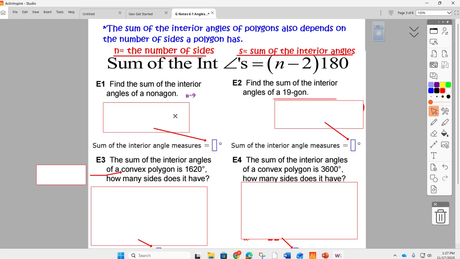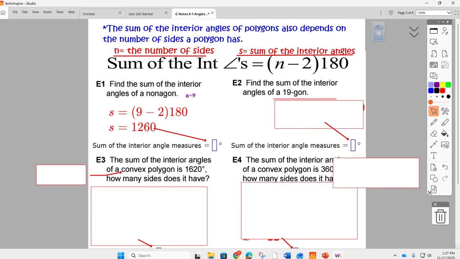So S is what we want to know, the sum of the interior angles. We replace the n with a 9, and we can do it just like that on our calculator, or you can subtract it, 7 times 180. And now we know that the sum of the interior angles of a nonagon is 1,260 degrees.